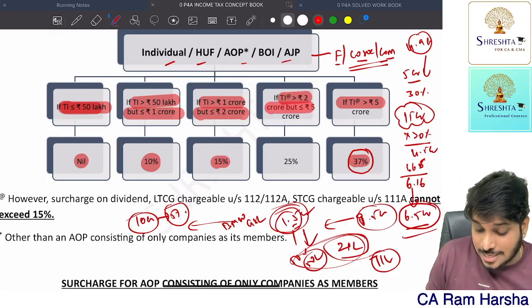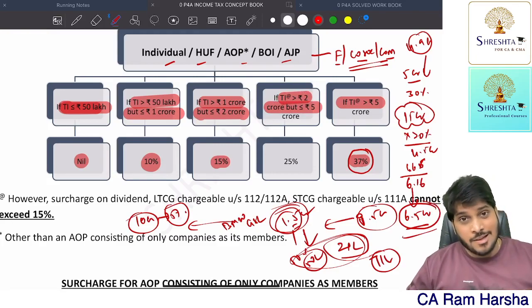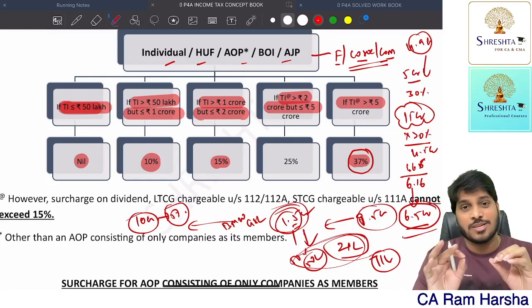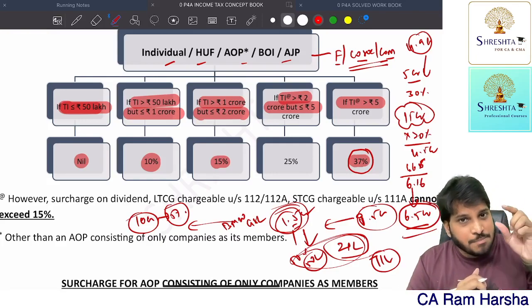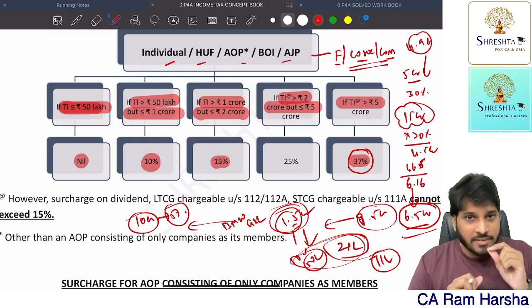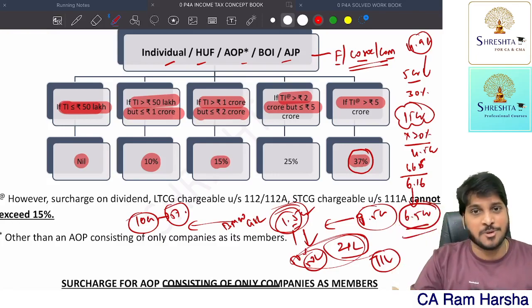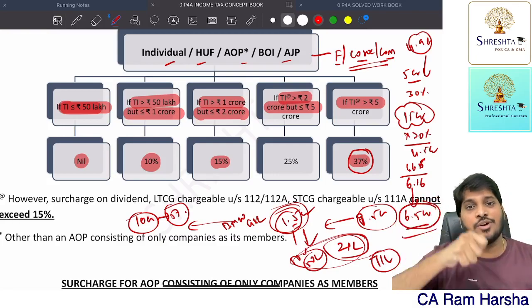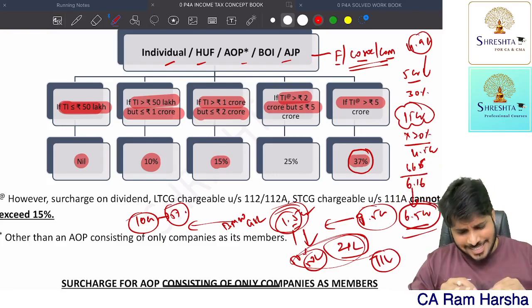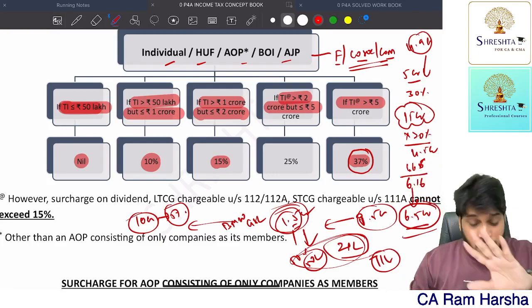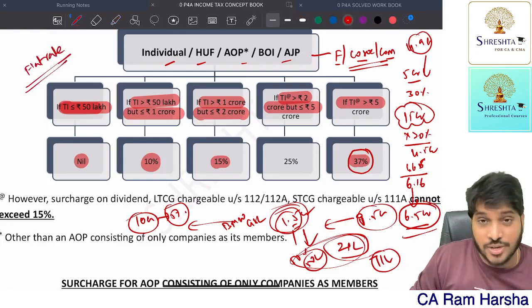Suppose my total income exceeds 2 but does not exceed 5 crore. For an individual, we have seen basic tax computation, where up to 2.5 lakh it is 0, 2.5 to 5 it is 5%, 5 to 10 it is 20%, and beyond 10 it is 30%, a slab system. Is surcharge also a slab system? Not at all. Surcharge is a flat rate of tax. Remember, it's a flat rate.